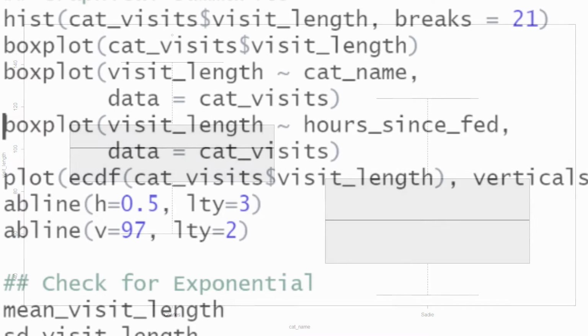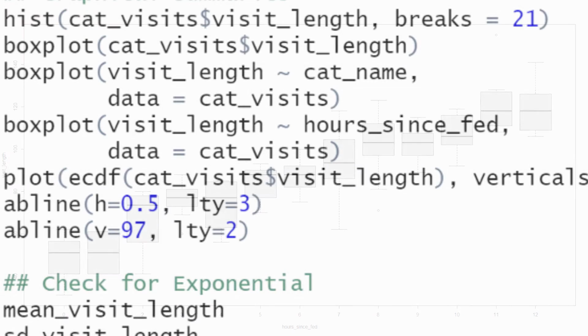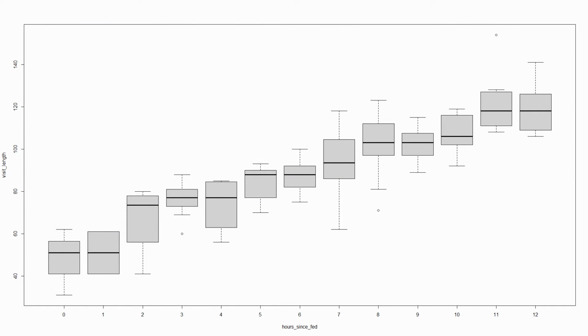We could also use hour since fed as a grouping variable. We have to be careful interpreting these box plots, since each box could potentially have very few observations, so there's 13 boxes and only 100 observations total. Still, looking at this box plot shows a very clear trend. As it has been longer since I fed them, the longer they're willing to stay. Again, this makes sense to me. They know their dinner time very well and always make sure that I do not forget it.